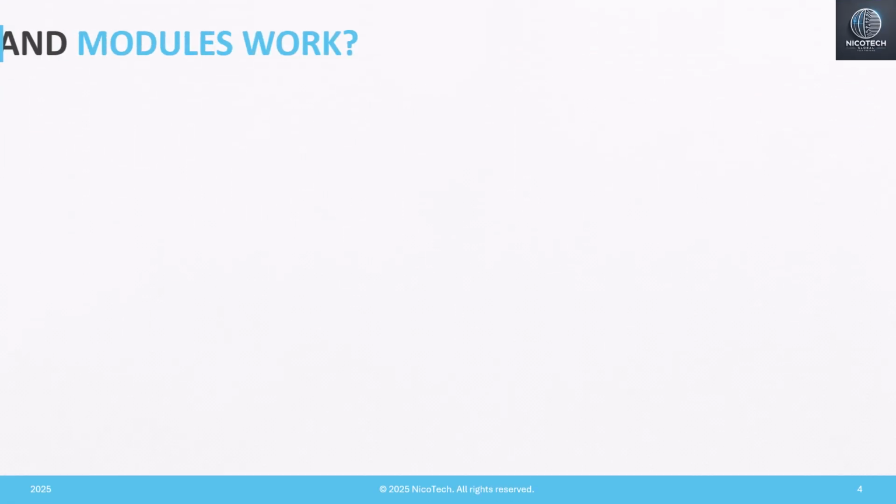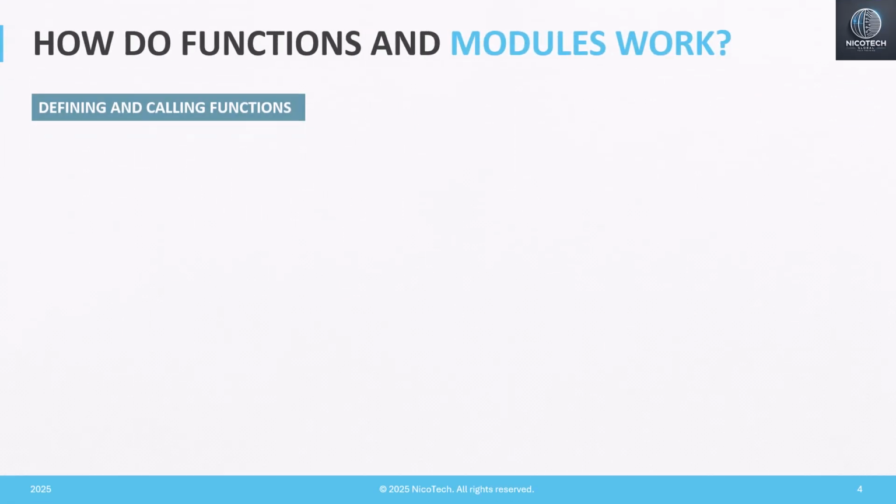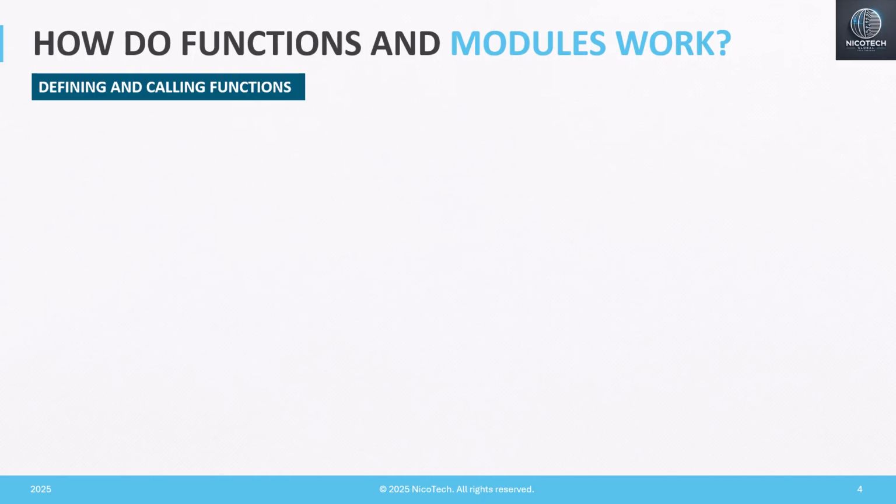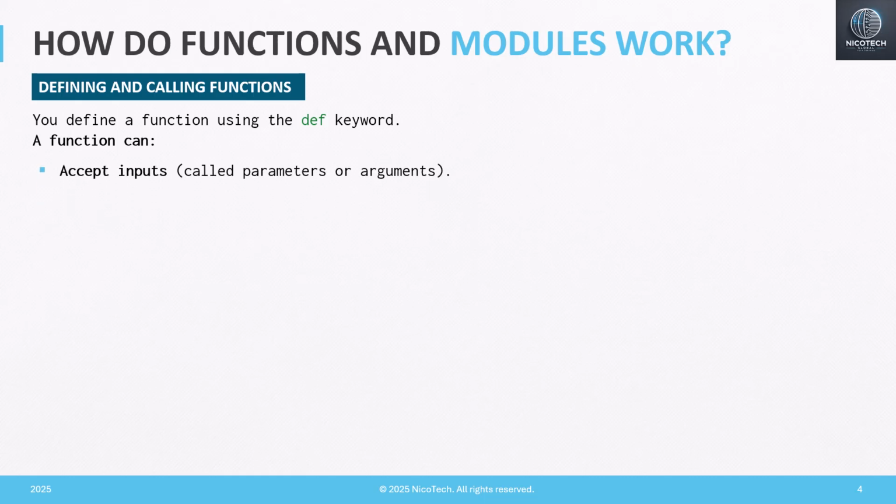How do functions and modules work? Defining and calling functions. You define a function using the def keyword. A function can accept inputs, called parameters or arguments, perform operations, and return an output. Structure of a function. Example: you can define functions with multiple parameters.